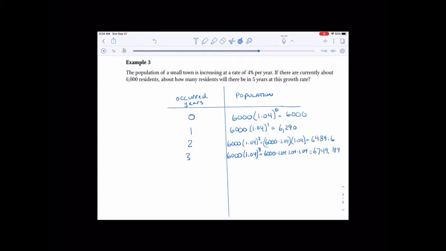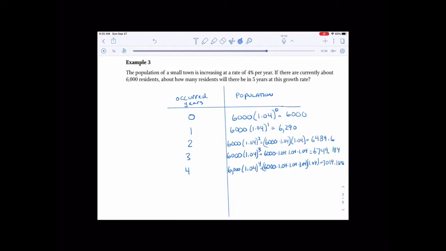6,749.184. At year 4, we would be taking year 3 population and multiplying it by 1.04. So we'd have 6,000 multiplied by 1.04 raised to the 4th power, which is year 3 of 6,000 multiplied by 1.04, multiplied by 1.04, multiplied by 1.04, and then multiplied by 1.04 for the 4th year, which is equal to 7,019.15136.